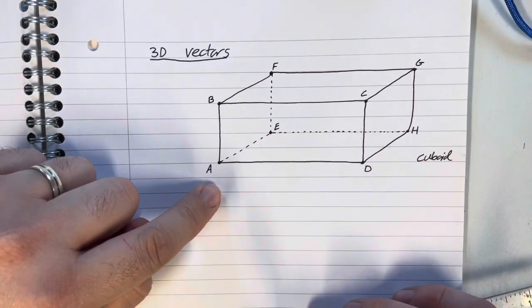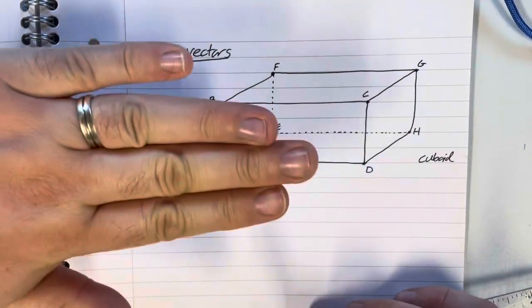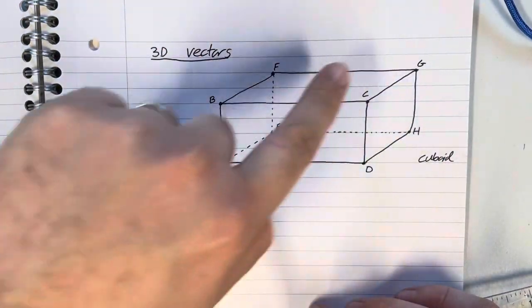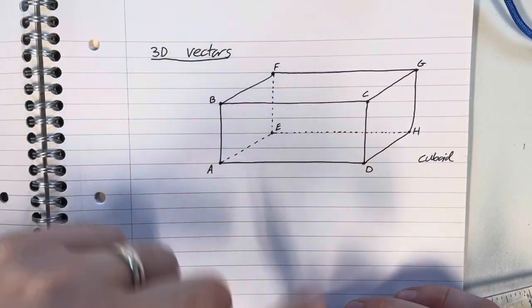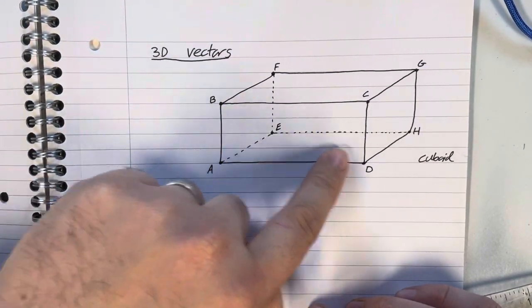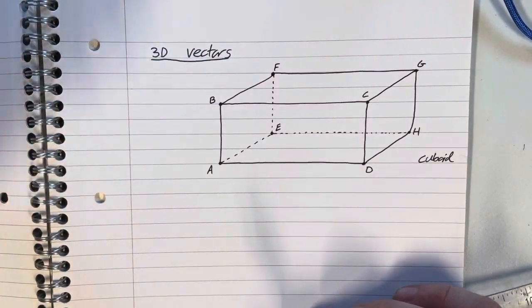What I've got here is a cuboid in 3D space. So we've got A, B, C, D is the front of the cuboid that you can see, and then F, G, and H are vertices that again you can physically see, and then E is at the back, you can't physically see it, but I've labelled it, and then the dashed lines are edges of the cuboid that you can't see.